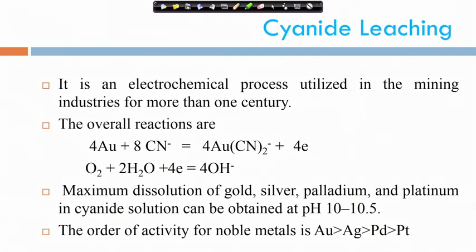Maximum dissolution of gold, silver, palladium and platinum happens at a pH of 10 to 10.5. So it happens in a caustic, alkaline environment. The order of reactivity is gold as the most reactive, then silver, then palladium, then platinum. In that sequence the reaction takes place.